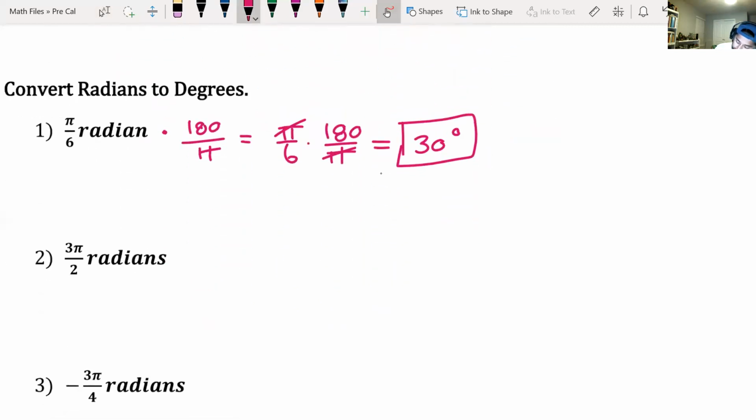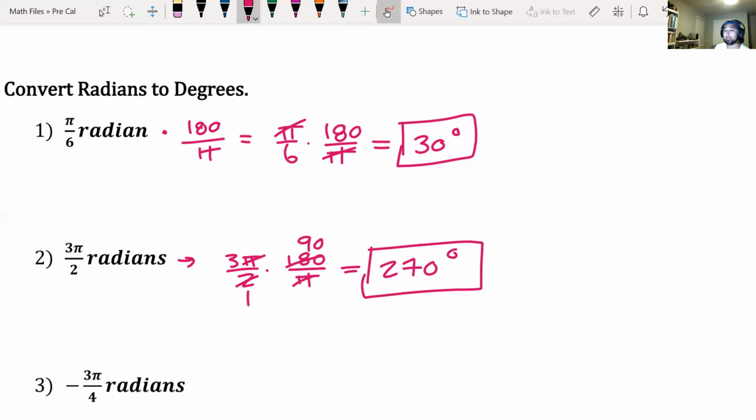Okay. Again, 3 pi over 2 times 180 over pi. Your pi's cancel. And then how many times does 2 go into 180? 90 times, right? That becomes a 1. That becomes 90. And 3 times 90 is 270. 270 degrees. So 3 pi over 2 radians is the same as 270 degrees.